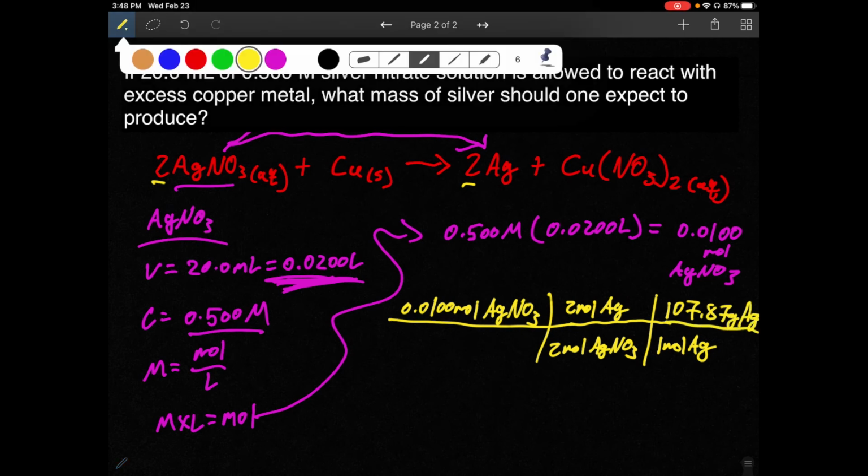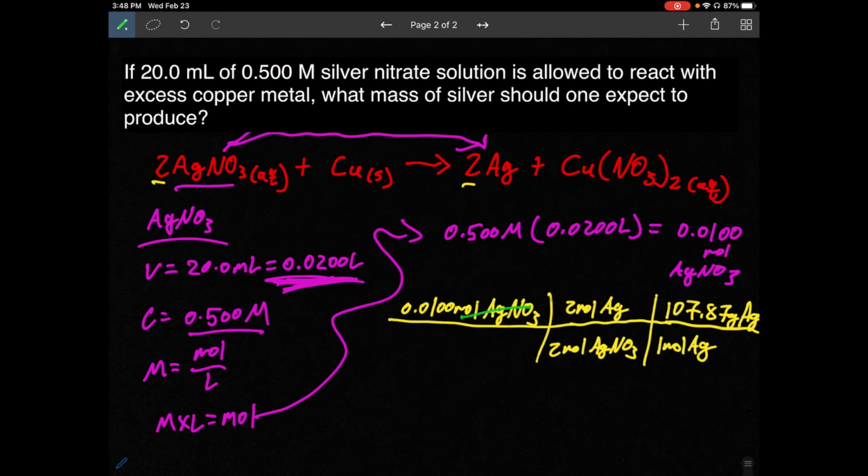And of course, we always go through and check. My moles of silver nitrate cancel with my moles of silver nitrate, my moles of silver with my moles of silver, and I'm left with grams of silver, which is the units that I should expect. 0.01 times 2 divided by 2 times 107.87 grams, I get 1.08 grams of silver produced.